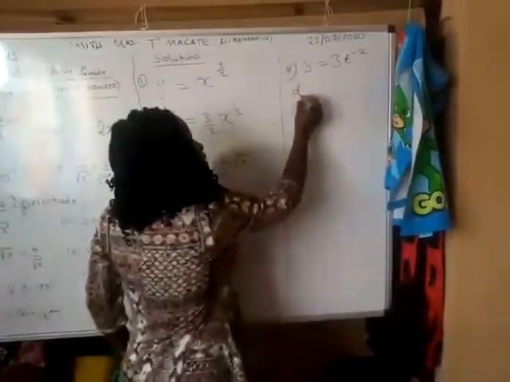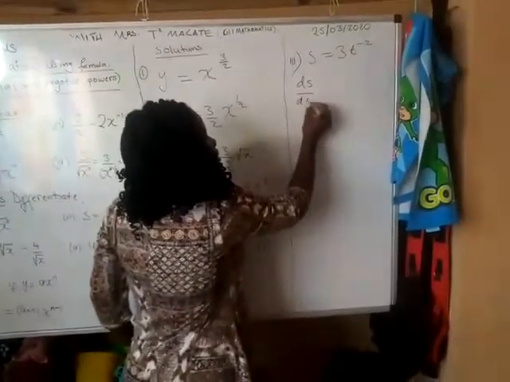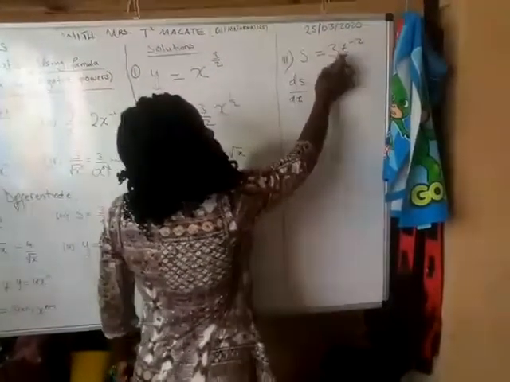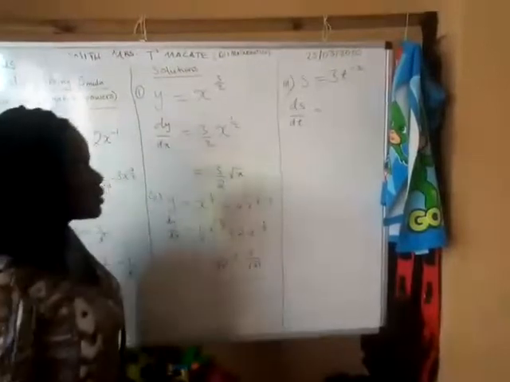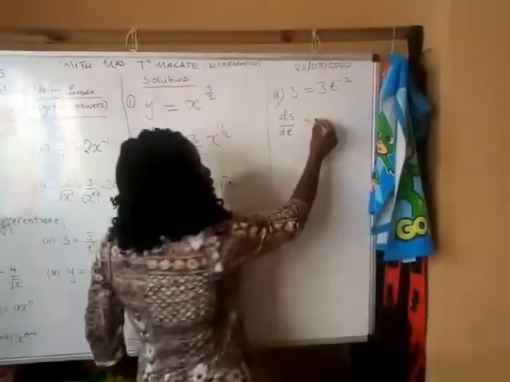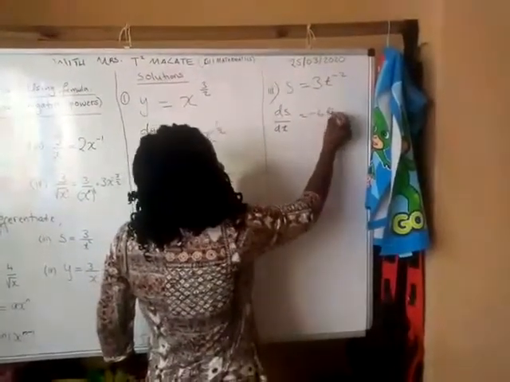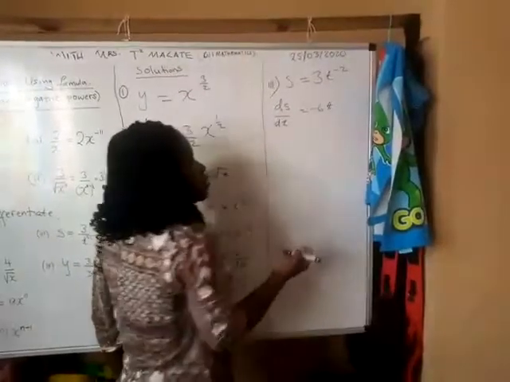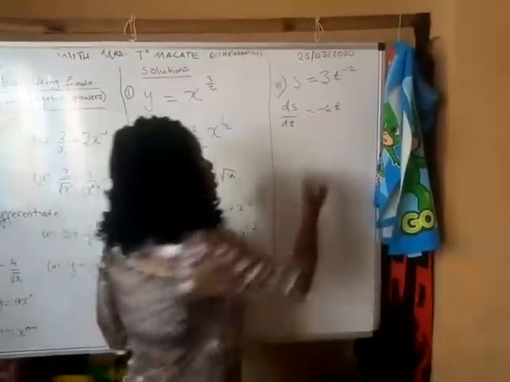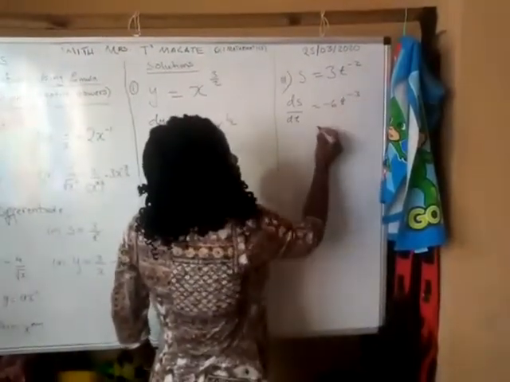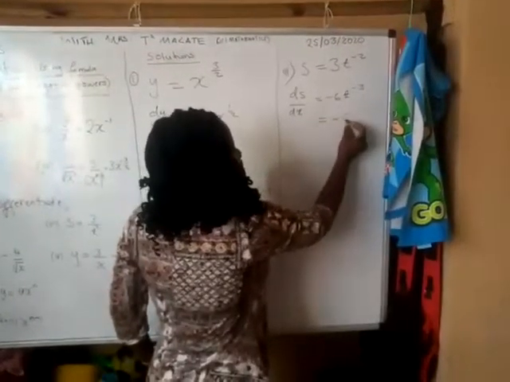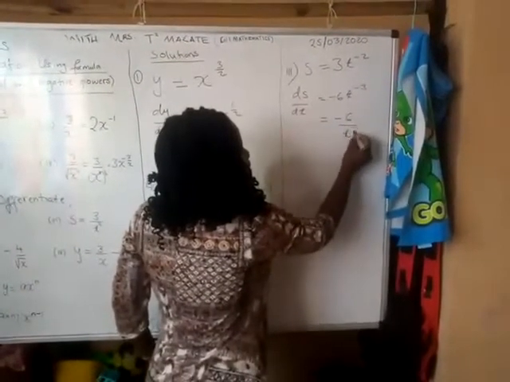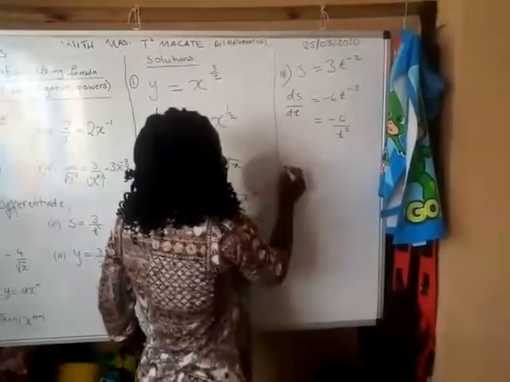So to get our ds dt, we multiply the coefficient times the power. So 3 times negative 2, negative 6t, negative 2 minus 1 will give us minus 3, which can be expressed simply as negative 6 over t to the power 3.